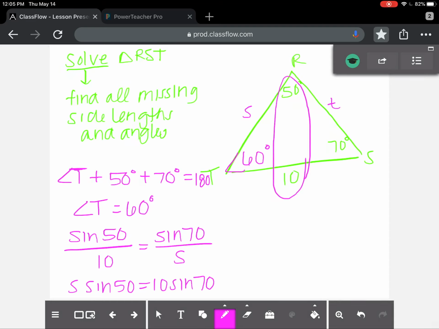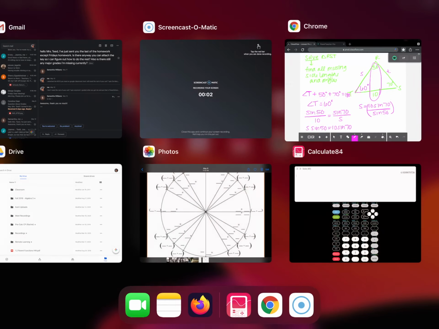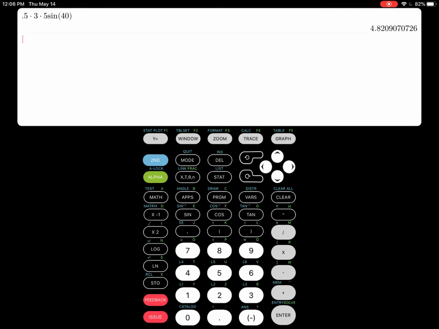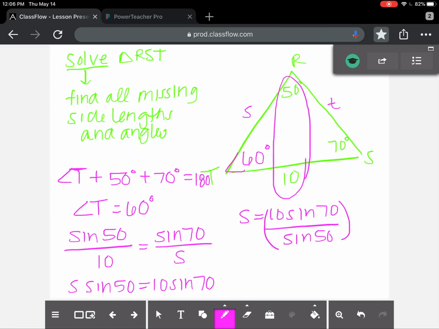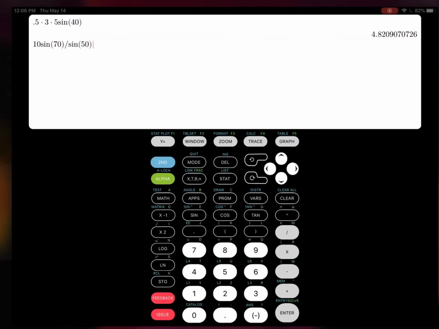So sine of 70 over S. How do I find this? You can cross multiply. If you cross multiply, you'll get S times sine of 50 equals 10 sine of 70, and then divide by sine of 50 to get S equals 10 sine of 70 divided by sine of 50. Put that right in your calculator.